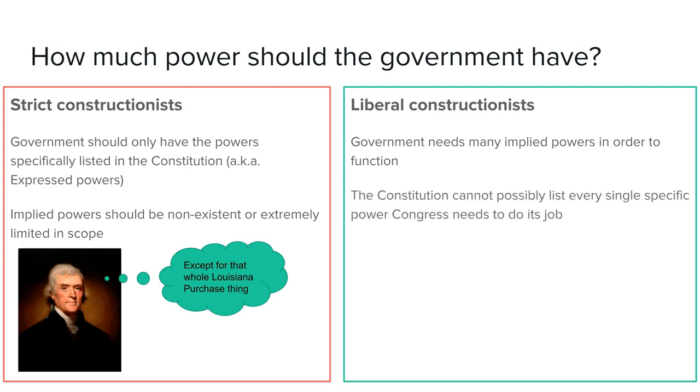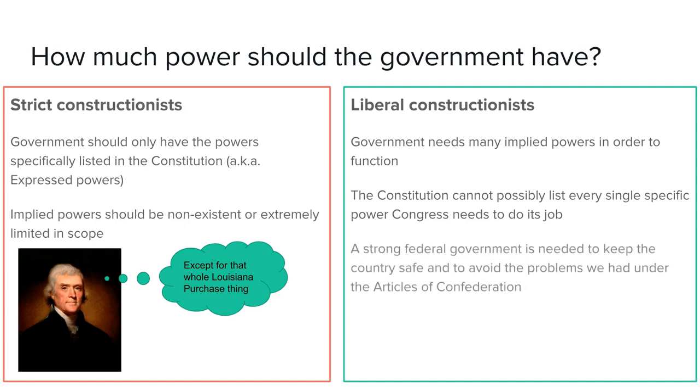The Constitution obviously can't list every single specific power that Congress needs to do its job. Liberal constructionists would say that's why the Necessary and Proper Clause was put in there. It was to cover their bases, to say, here are some specific powers we want to make sure Congress has, and then we also want to make sure they have the power to carry those out and pass any law that is necessary and proper to carry out those powers.